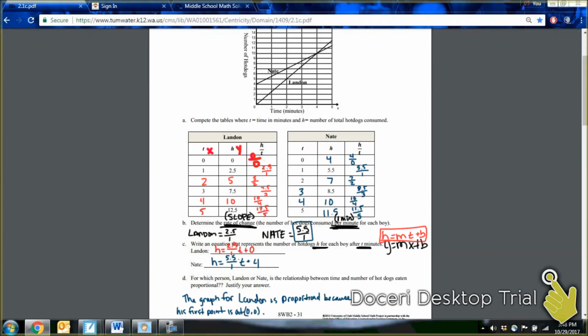Okay. Now I'm going to let you write your sentence for Nate. So think about what we talked about with Nate. You're going to tell me if Nate's graph is proportional or not, and then justify your answer for that. I'll give you a second here.